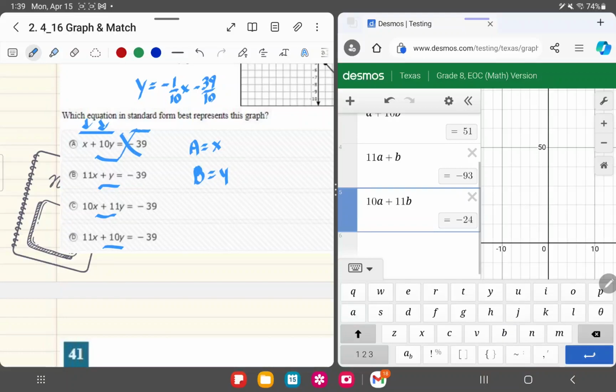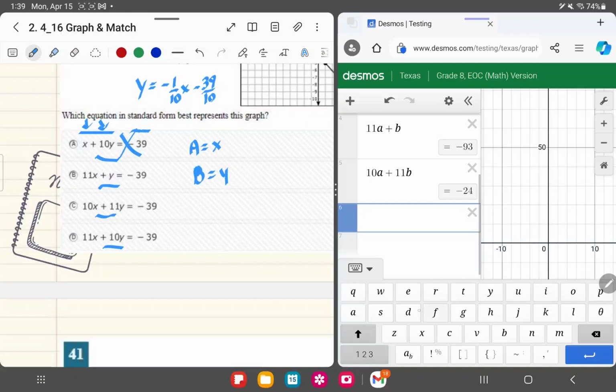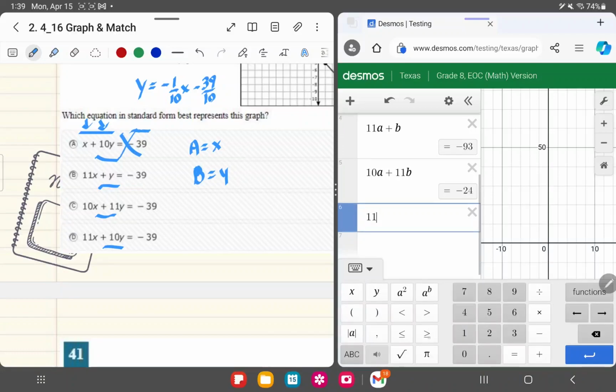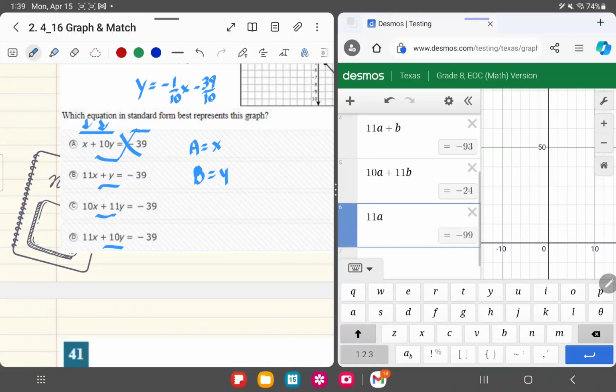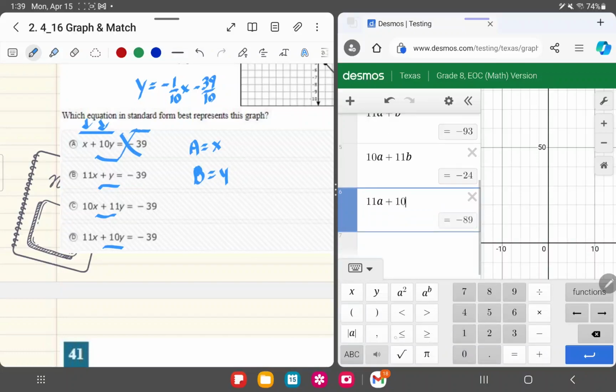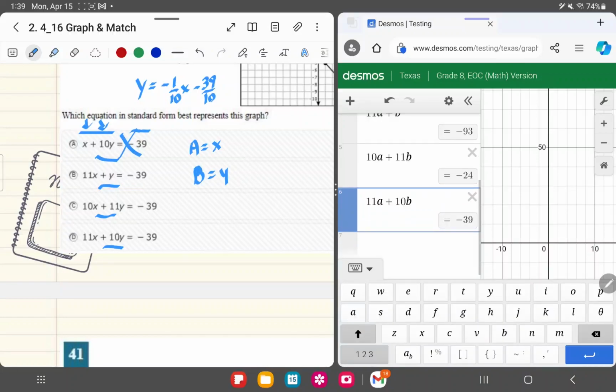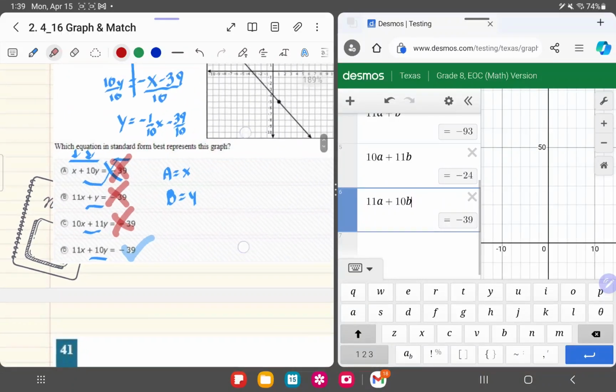Negative 24, close, but not there. And then we're going to do the very last one, 11A plus 10B equals negative 39. So my last problem right here is my answer, sure. So that one's not it, that one's not it, and that one's not it. So that's how I would work the problem.